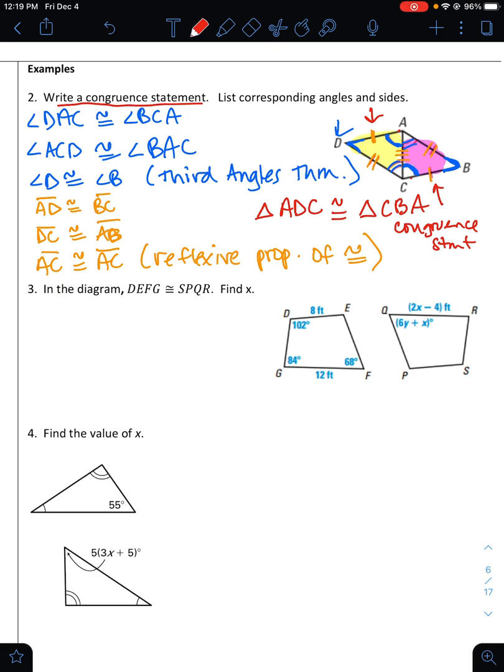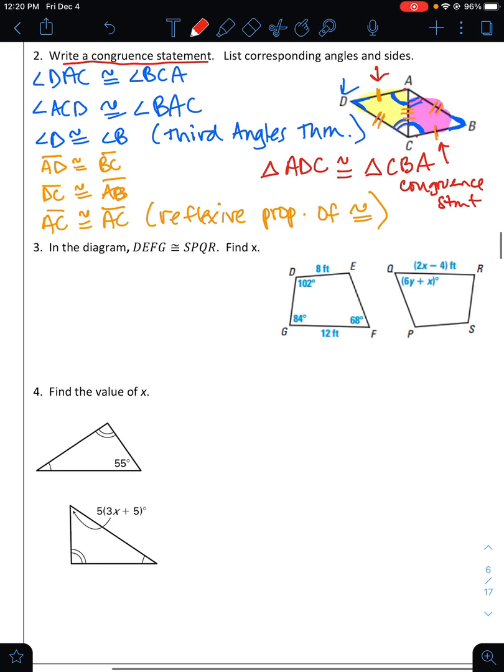All right. Well, what I'd like you to do is try 3 and 4. I want you to pause the video, and I would like you to find the value of X. You can find Y also, but let's just do X in number 3. And in number 4, I would like you to also find the value of X. So go ahead and pause while you work on this.